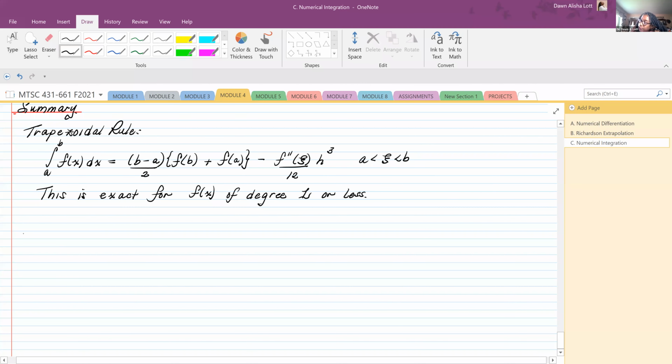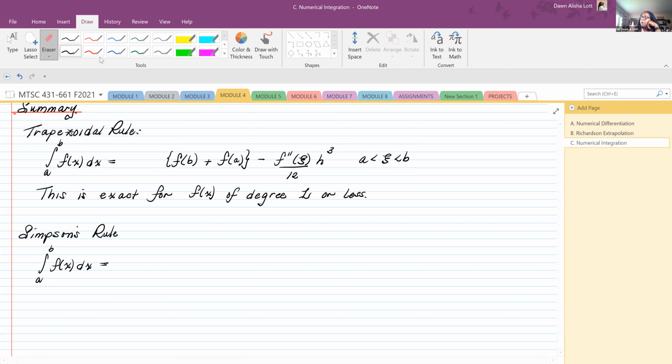And then Simpson's rule. That is the integral from a to b, f of x dx is going to equal, why did I write b minus a? Let me just write h over 2. And I'm going to write this as h over 3 times f of a. Why do I feel like I wrote something wrong?